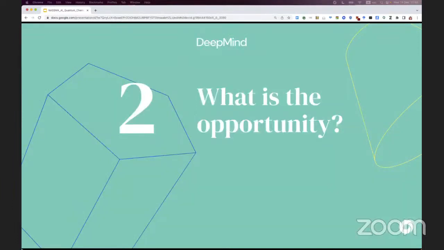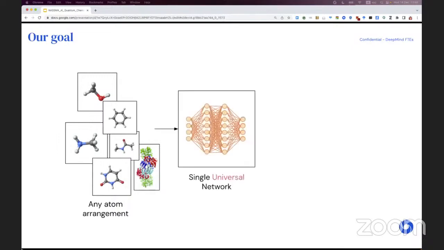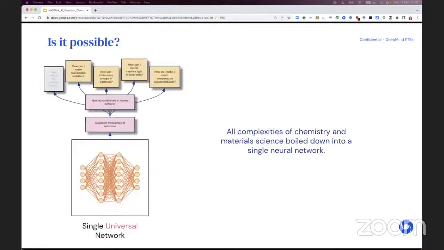So in the second part, I want to talk about what is the opportunity we are pursuing here. Our goal, if they ask us what would be ideal, is to take any atom arrangement you can imagine, any molecule that exists or that you can invent, pass it through a single universal neural network and get a faithful quantum mechanical description of it. But that's something that's a very ambitious desire, right? Because we're asking to boil down all the complexities in these questions, pass them through a single universal network and get a quantum mechanical description out of them, like get the energy, for example, so that we can make predictions.